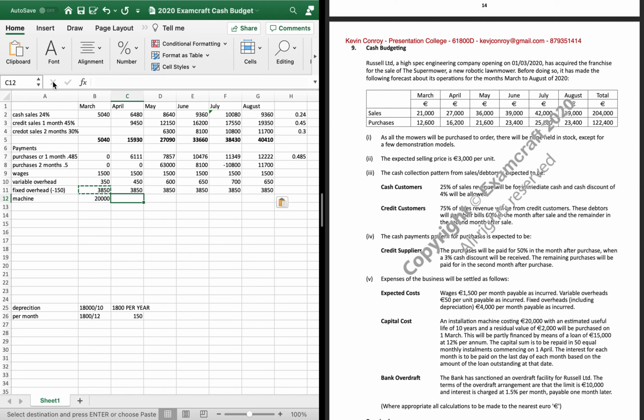So I've put the machine in then. It'll be partly financed by a loan of 15,000 at 12% per annum. So the capital sum is to be repaid in 50 equal installments. So we're going to have a loan installment, then we're going to have loan interest. So the loan installment begins on the 1st of April. So each loan installment is 15,000 divided by 50. So you're paying back 300 each month.